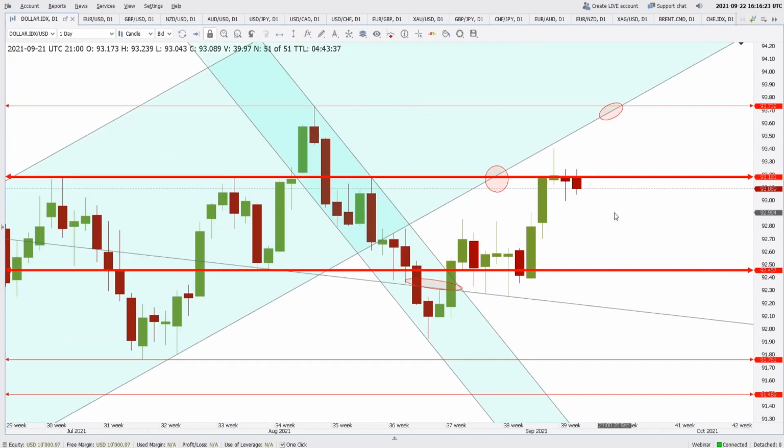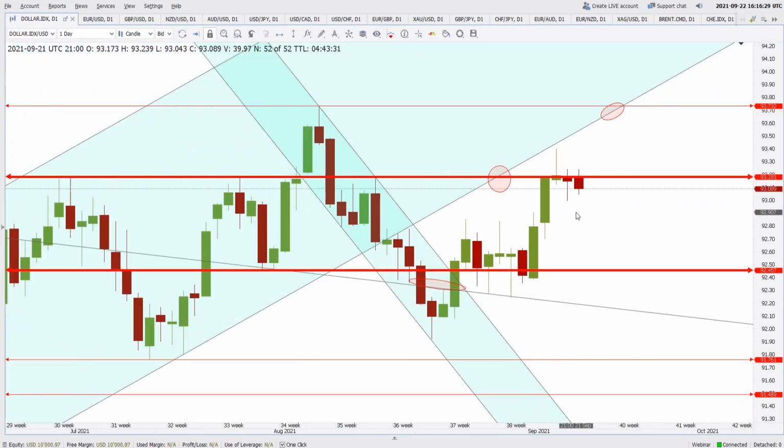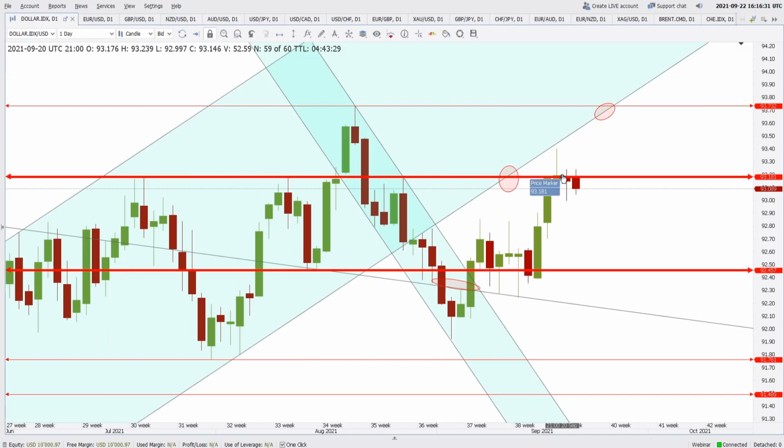Right now, at the time of recording, the dollar index is trading at around 93.08, and yesterday we were looking at this level of 93.18. In the previous video we mentioned that this area is an area of resistance, and if we see a close below this resistance level, then we can see the dollar index going towards 92.45 once again.